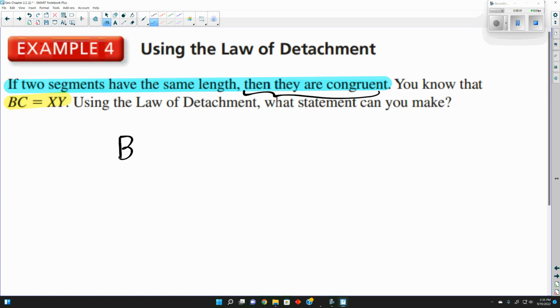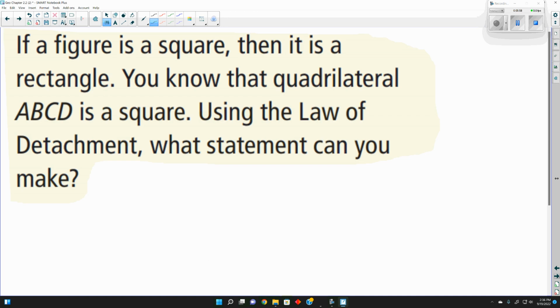So we're saying that BC is congruent to XY. Because according to the law of detachment, if the hypothesis is true, then the conclusion must be true also. Questions on this here? Yeah, line segment BC is congruent to XY.